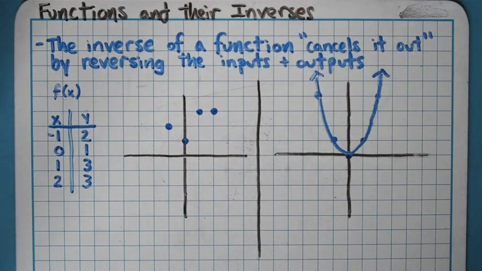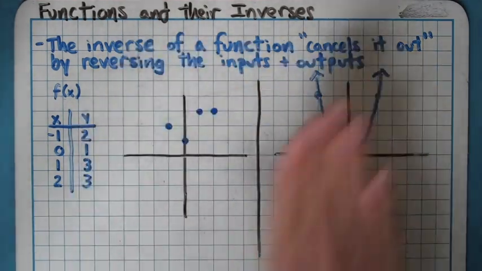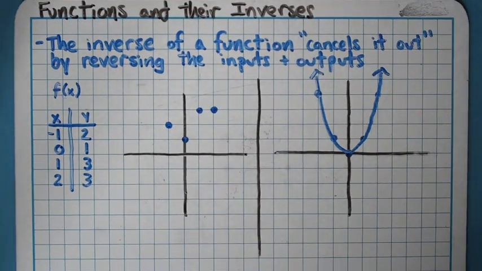So I have written down here that the inverse of a function is something that cancels it out, and the way it does it is by reversing the input and output. So it reverses what you put in and what you get out. So on this slide here, I have two different examples, and let's take a look at the one on the left.